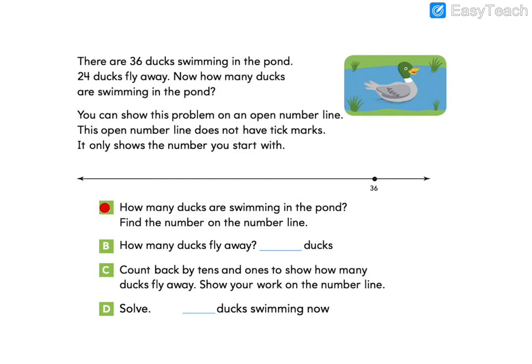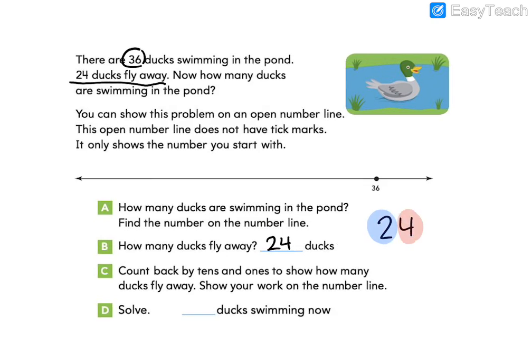So the first thing it asks us is how many ducks are swimming in the pond? Well, at the beginning, 36 were. That's given to us on our number line. Letter B asks us how many ducks fly away? We know that 24 ducks fly away. We're going to show how to do this on a number line. Just like when we were using a hundreds chart, we're going to think about 24 as 2 tens and 4 ones.